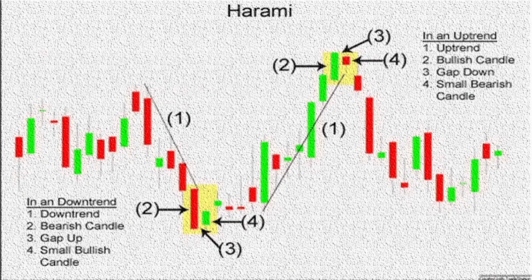Next one is the haramis, bullish and bearish, of course. This pattern consists of two candles, with the first being a large candle, as you can see in the picture, and the second being a small candle within the body of the first. A bullish harami indicates a potential bullish reversal, while a bearish harami indicates a potential bearish reversal. Now let's go to the chart and make some examples.